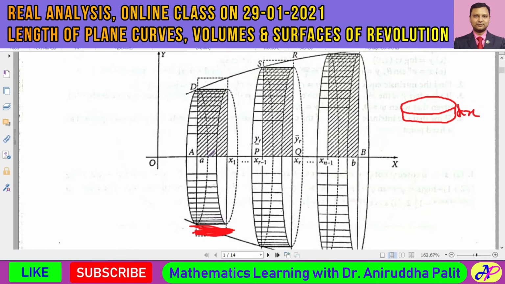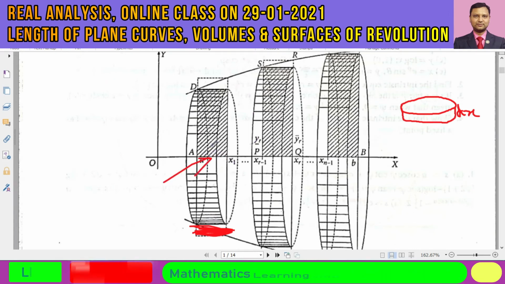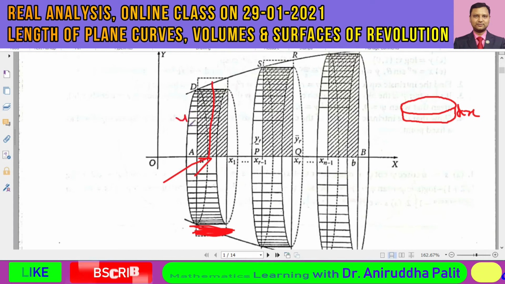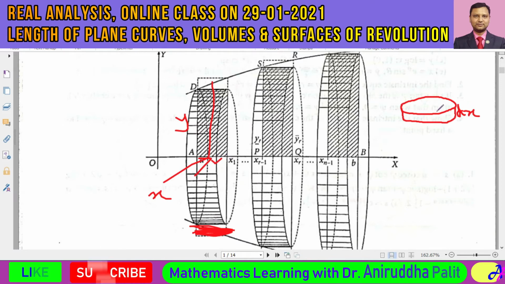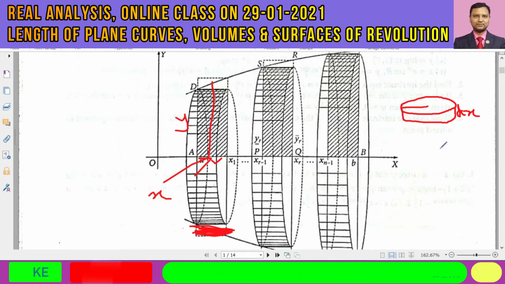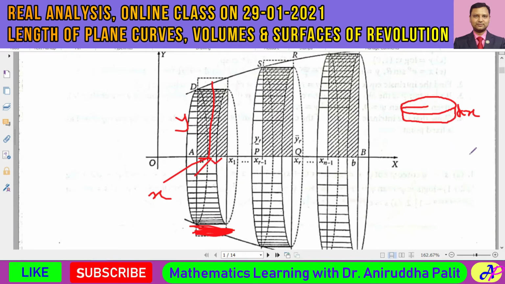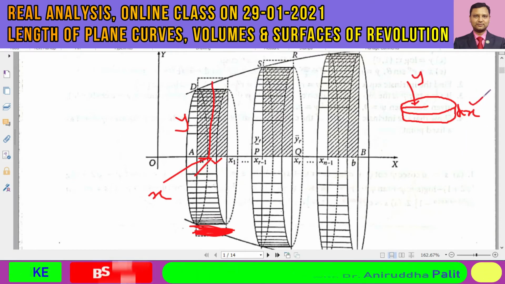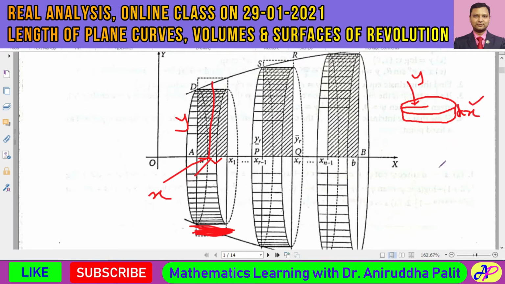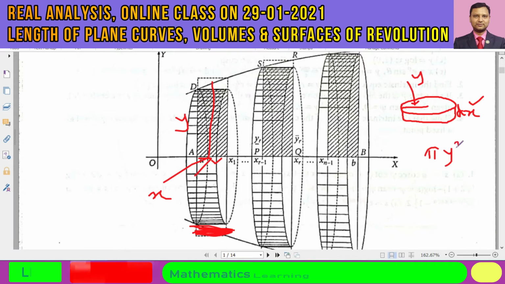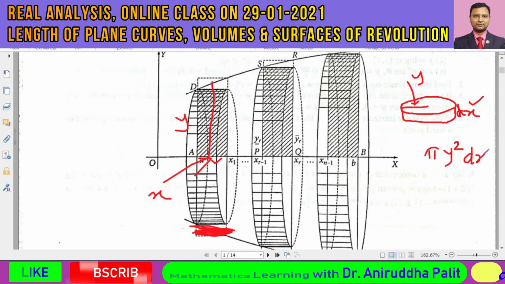And if x is situated in this position, suppose this is the position of x and this is the height y. Then you see this height y will behave like the radius. This is equivalent to a cylinder whose radius is equal to y and whose height is equal to dx. Then what would be the volume of this kind of cylinder? That volume would be equal to pi y square dx. Got it?